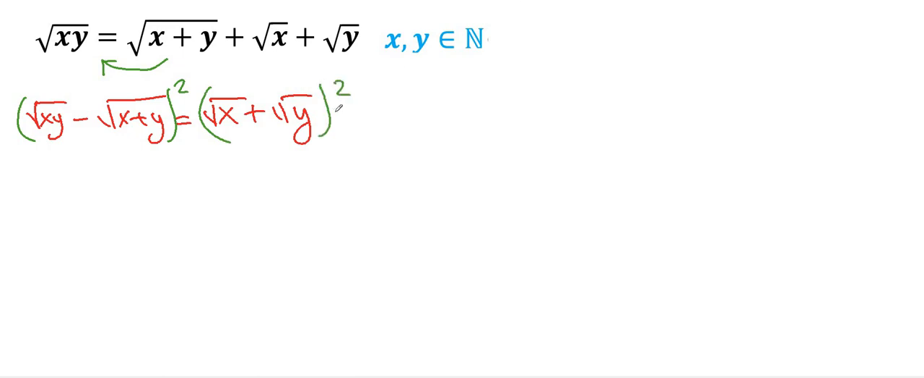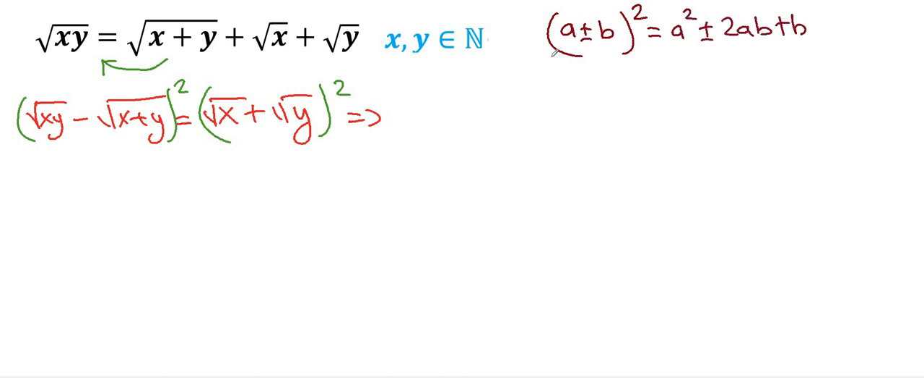Using the following formula I can square both sides. As we know, a plus minus b to the power of 2 is always equal to a squared plus minus 2ab plus b squared. Now using this I can simply square both sides of the last equation.